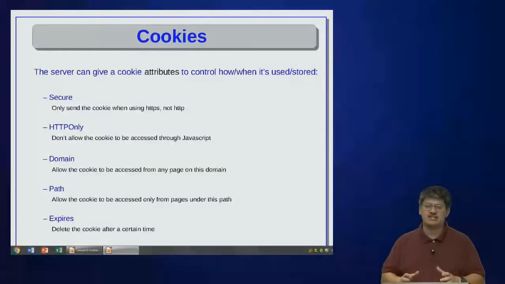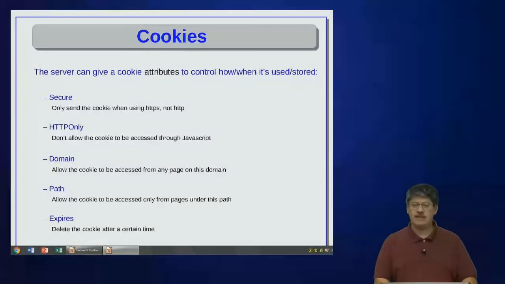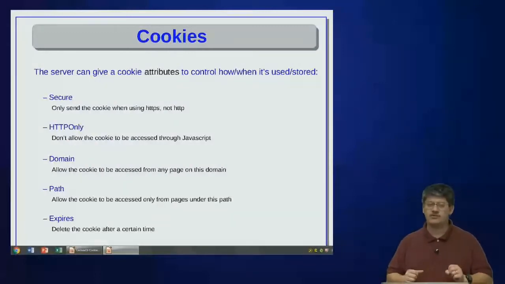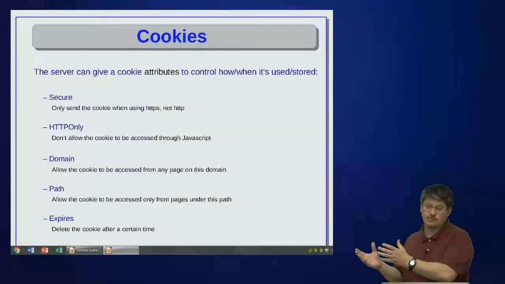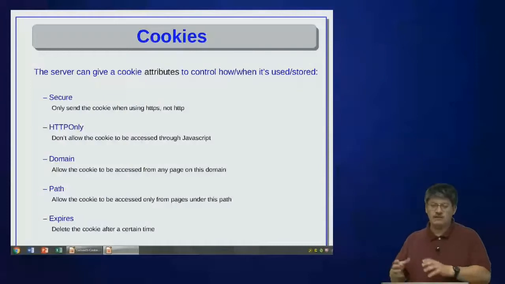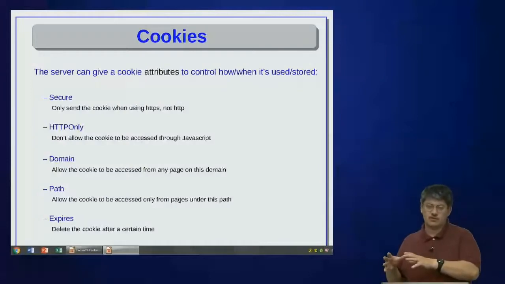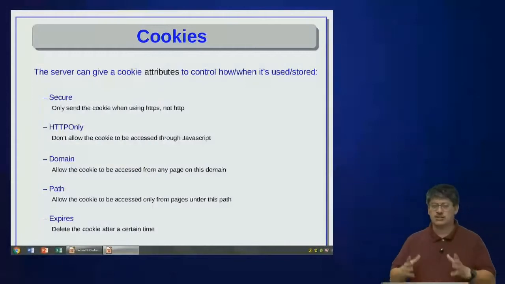Another attribute is the HttpOnly attribute. That basically says don't allow the cookie to be accessed in any way other than the HTTP communication. So for example, the web browser is not allowed to expose that cookie to the JavaScript engine. So if you want to try to get to that cookie from JavaScript, you're out of luck because we've set the HttpOnly attribute. That's a good security protection.